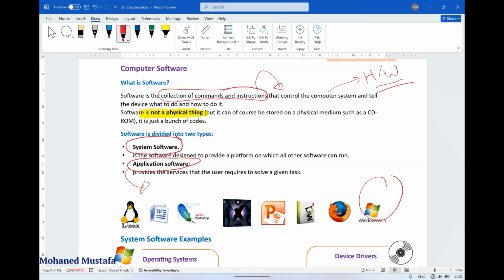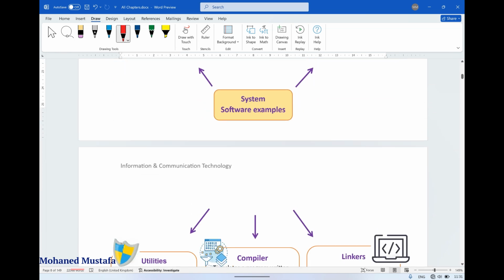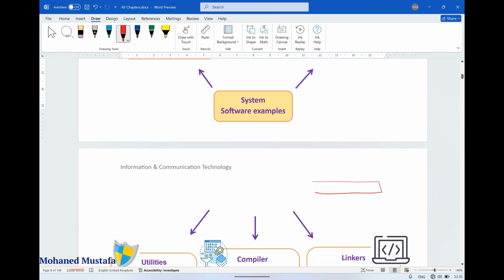Are we good? Let me give you an example. These are the hardware. On the top here we have the apps. In the middle, I will have what? The operating system. Can you see now? What's the purpose of the operating system? The purpose of the operating system is to manage the hardware and manage the apps.